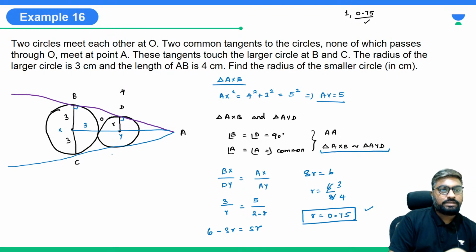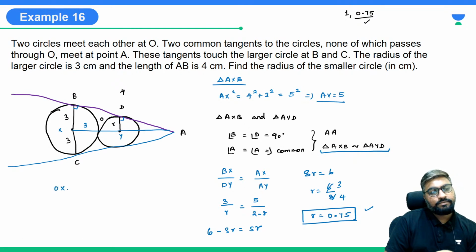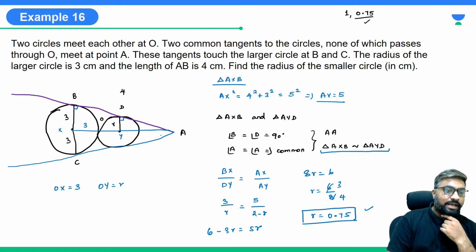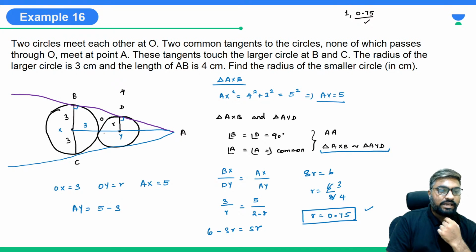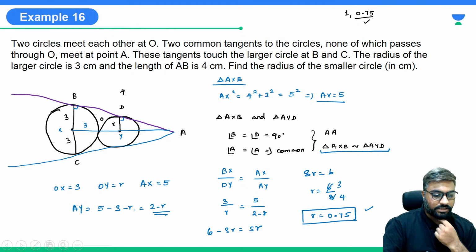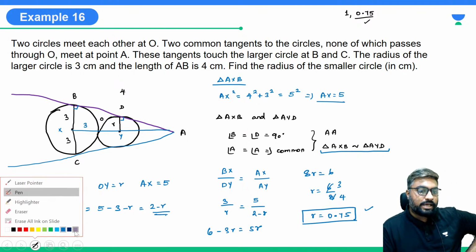Okay, the point is, since OX is 3, OY is R, and then this length, ये अगर 3 है तो this will be, ये पूरा 5 मिल गया हमें, AX is 5, so we will basically get AY will be equal to what? This 5. AY will be equal to what? 5 में से 3 गया, फिर ये वाला R गया, which is 2 minus R. ठीक है? This is what will be useful here. Done, guys?